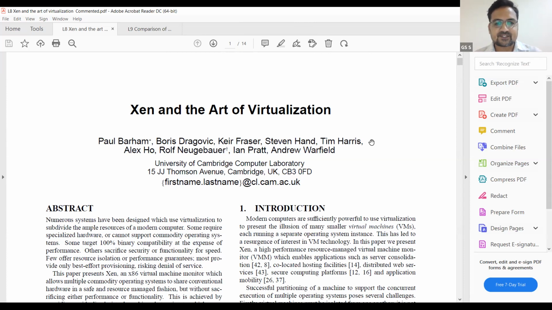So if you read the names Steven Hand, Tim Harris, Ian Pratt, Andrew Warfield, these are top professors at Cambridge who made a lot of breakthrough contributions in the area of systems, operating systems, kernels, system security, distributed systems. And Xen, which has changed the world of virtualization, is a product of a university laboratory, right?